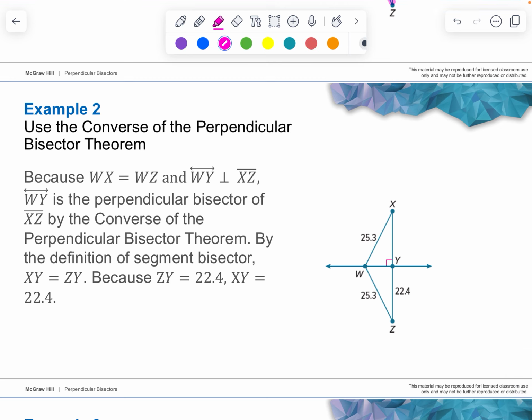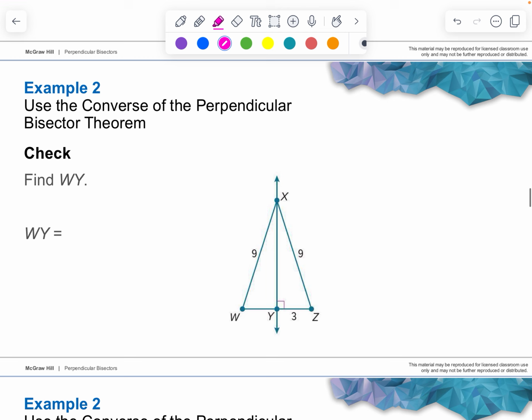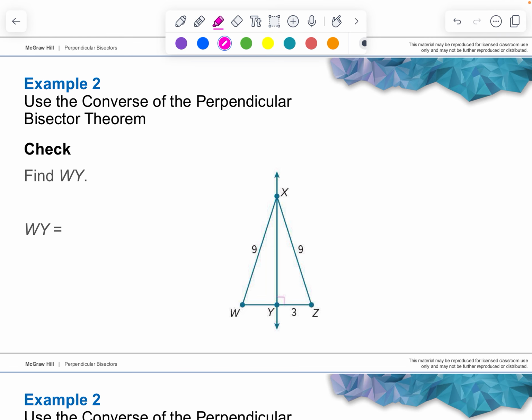So they're going to write out a whole proof for it. By the definition, I'm going to start down here. By the definition of segment bisector, XY will equal ZY. Because ZY equals 22.4, XY will equal 22.4. Okay. Now you go ahead and do this one, and then check it.